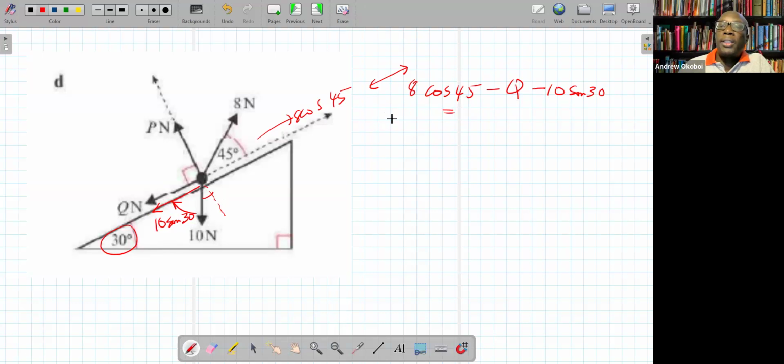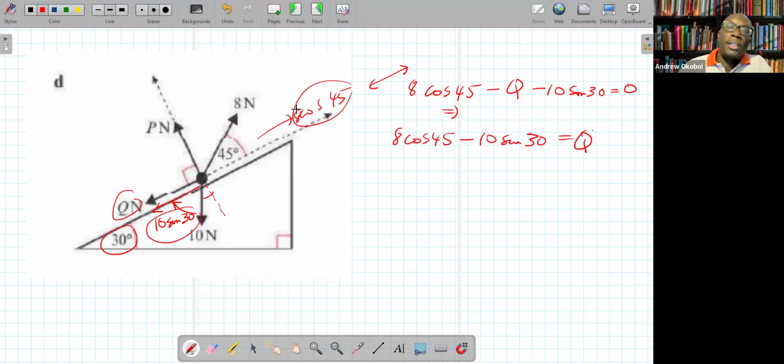Now, I'm going to take this equation and say, I want to find Q. So 8 cos 45 minus 10 sine 30 is going to equal, because all of this should equal 0, I'm going to add Q to both sides, so this is going to equal Q. This is my equation that will help me find Q. Because if I know that Q plus this equals this, then I take this minus this one, and now I have Q left. So that's my answer for Q. Let's find an equation for P. I'll take this off here.